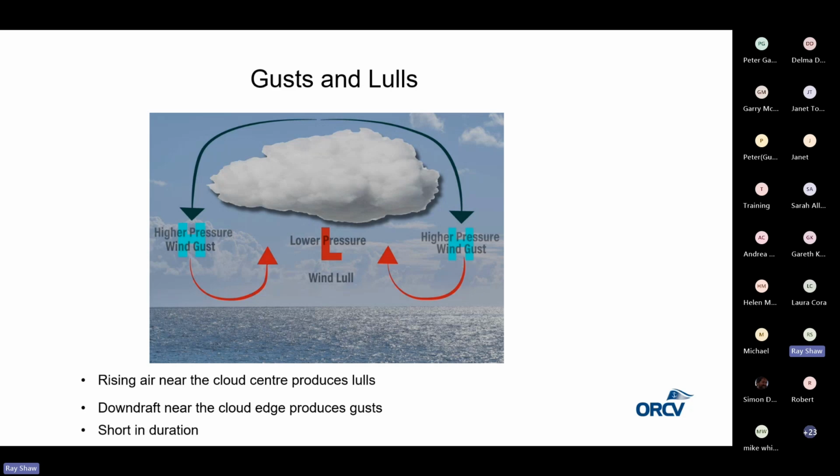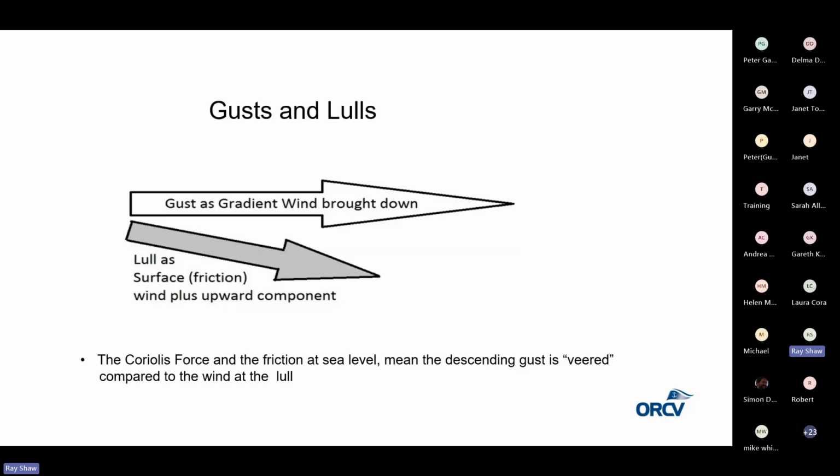In the middle of the cloud, you'll get lulls. Not only will there be changes in speed, there'll also be changes in direction. The gusts tend to be, of course, short in duration. We're not talking about long duration changes of wind speed, but you get these increases in speed and changes in direction. So what happens? Back to the chestnut of Coriolis we talked about last time.